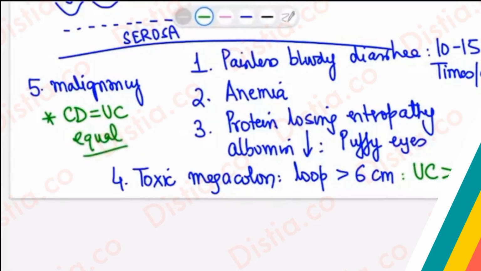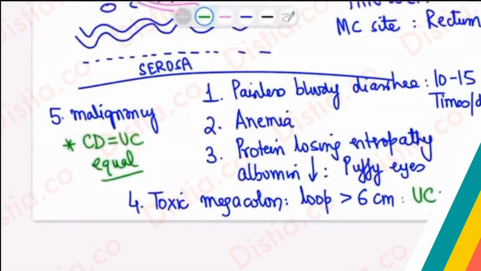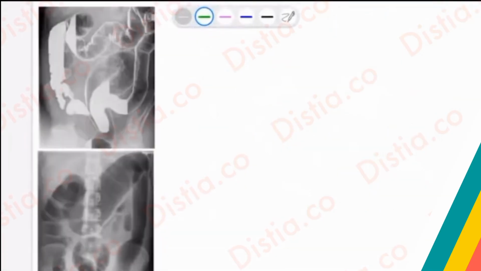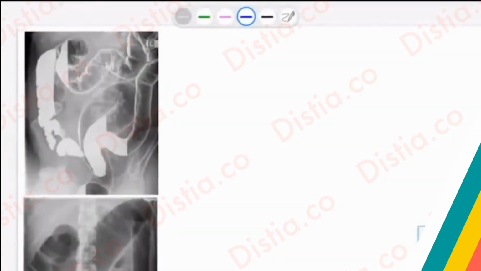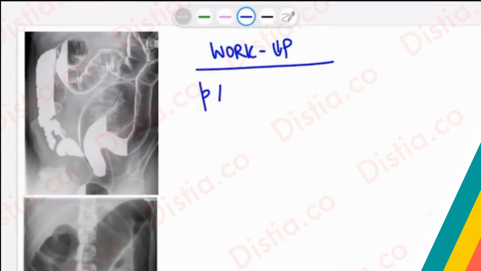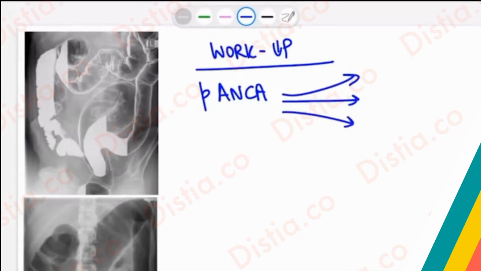So toxic megacolon is more in UC as per standard data, but cancer incidence is given to be equal, and most patients are going to come to you with pedal edema, periorbital edema, and blood loss. Now, for the workup of this particular person, the first investigation I'm going to run is a P-ANCA. We read about P-ANCA in multiple other conditions. So while I'm jotting this down, please just recall where you have studied P-ANCA or what are the other disorders where you read about it.